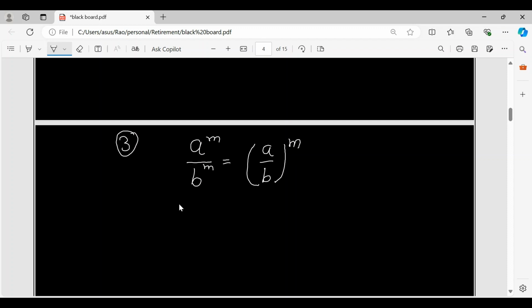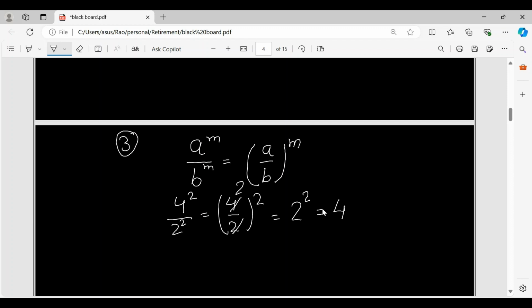And if we have to prove that by an example, then we can write 4 squared divided by 2 squared, and the final result should be, as per our rule, 4 by 2 to the power 2, equal to 2 squared, that is equal to 4.